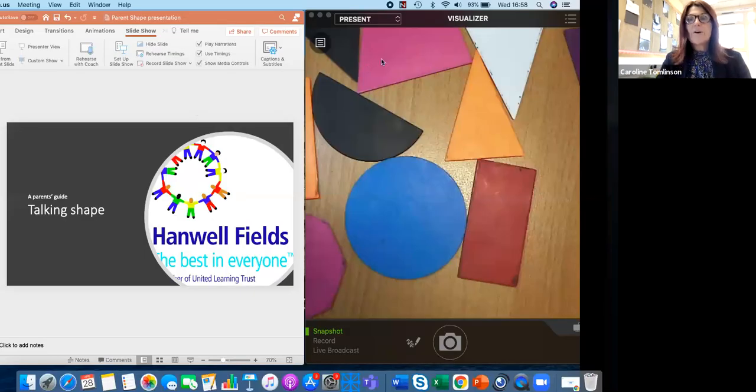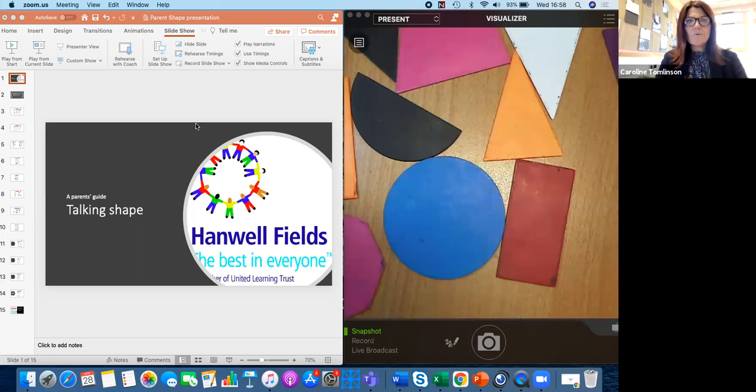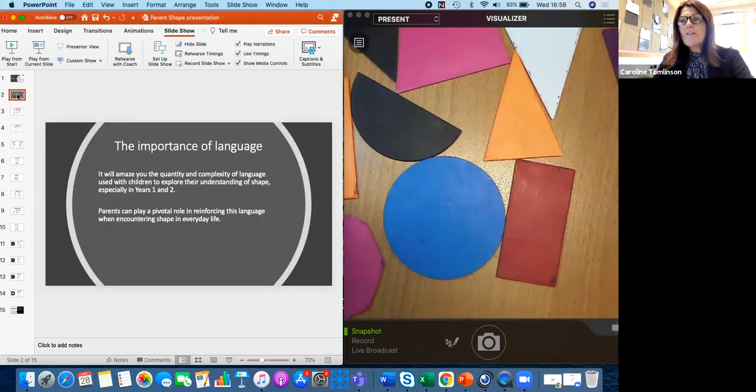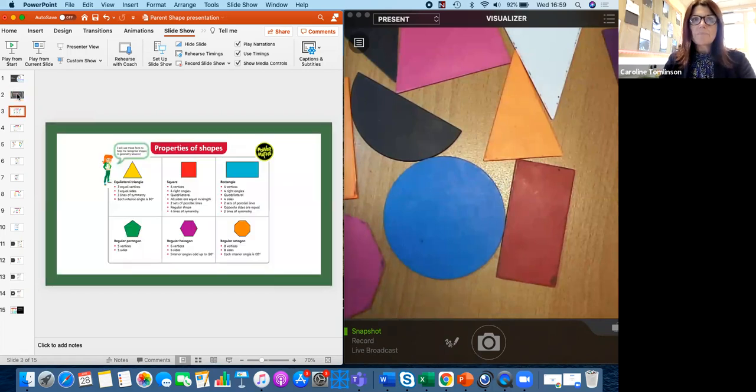And let's go. So here you can see a visualizer where I've got some shapes already there for you to look at. And we are talking shape, a parent's guide. It will amaze you about the quality and the complexity of language used with children to explore their understanding of shape, especially in years 1 and 2. And that's always the interesting part. When our children are the youngest, the level of language that we're expecting them to use is quite high. Parents can play a pivotal role in reinforcing this language when encountering shape in everyday life. In today's presentation, I've not necessarily pinpointed everyday examples of these shapes, but you'll know exactly where they are and where you might share them with your children.